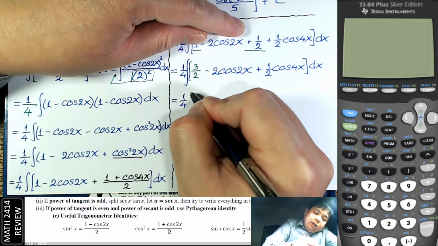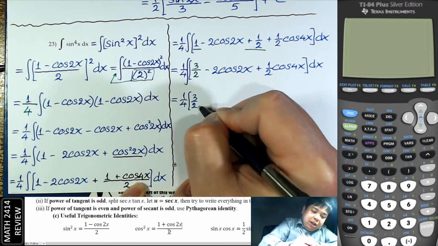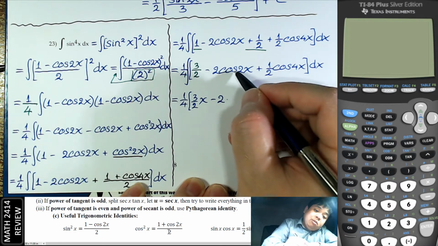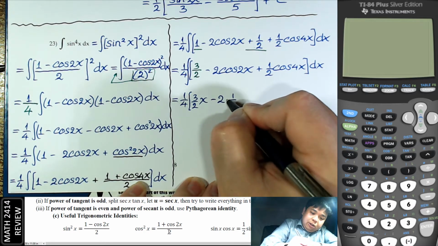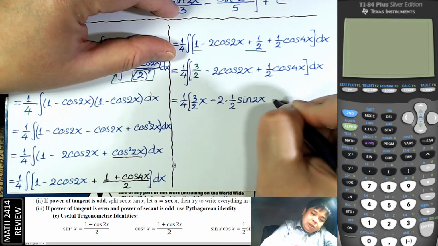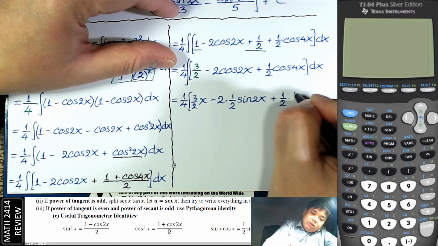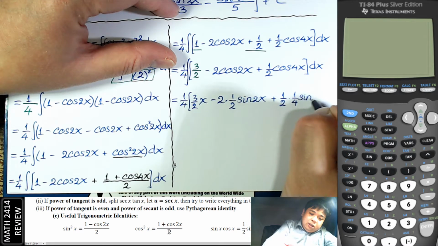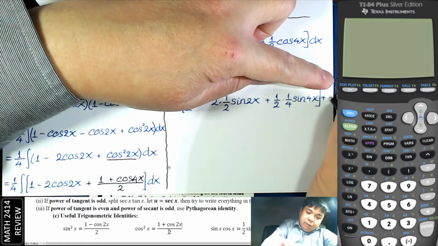1/4 integral of 3/2 is 3/2 times x. Integral of cosine is positive sine, but this has the 2, so we have 1/2 sine of 2x. Integral of cosine is sine, but there's a 4, so divide by 4. Sine of 4x plus c.